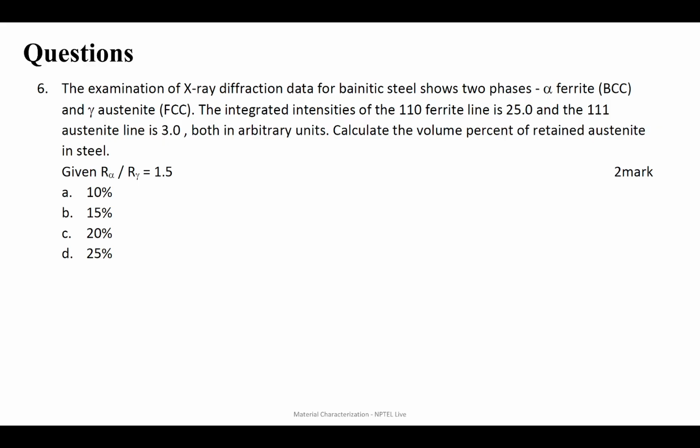The examination of X-ray diffraction data for magnetic steel shows two phases: alpha ferrite, which is BCC, and gamma austenite, which is FCC. The integrated intensities of the 110 ferrite line is 25, and the 111 austenite line is 3, both in arbitrary units. Calculate the volume percent of retained austenite in steel. You are given R alpha by R gamma equals 1.5. Options: 10%, 15%, 20%, 25%.